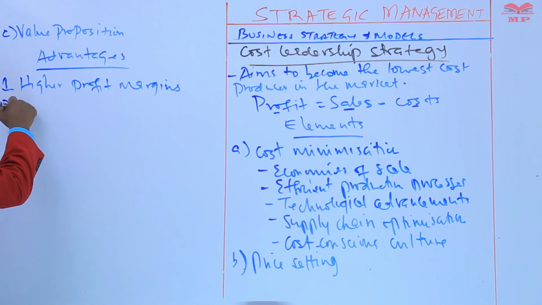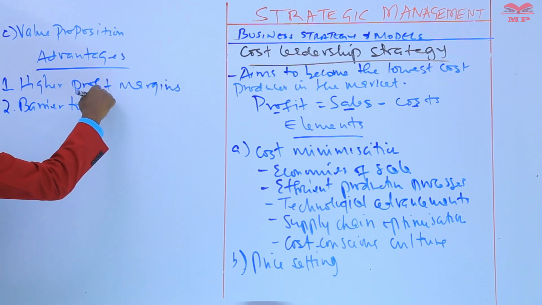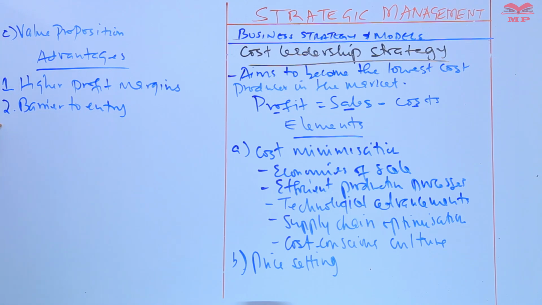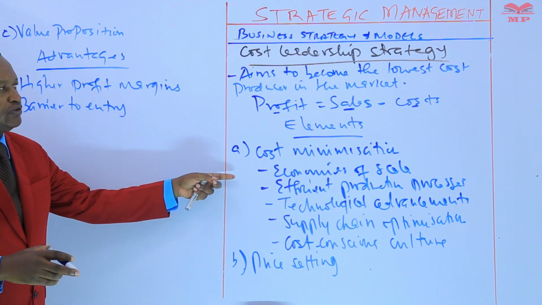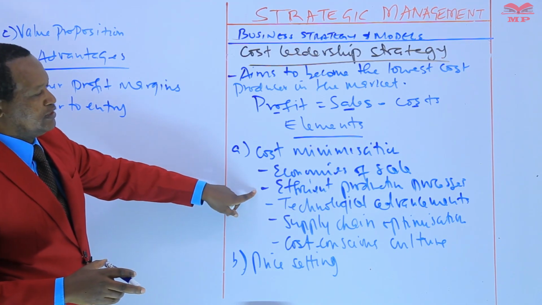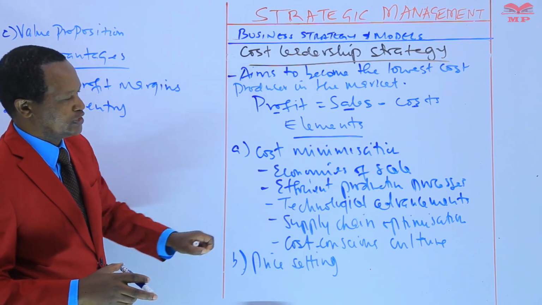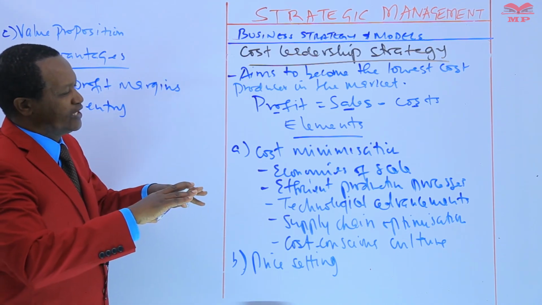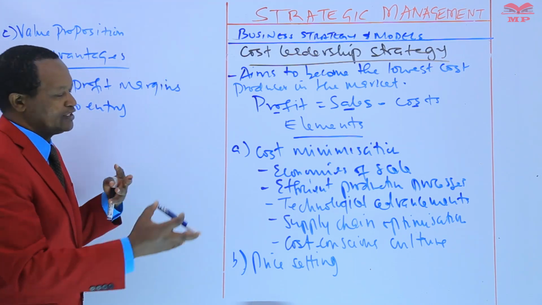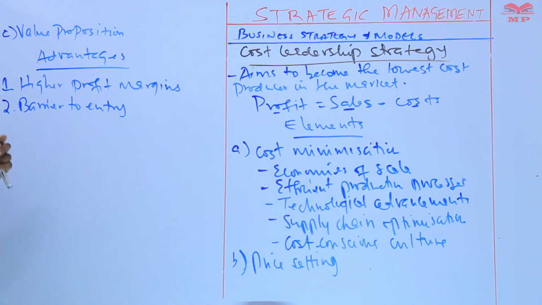Two, barrier to entry. Now, the low cost structure can deter new entrants from entering the market as they may struggle to match the cost leaders' efficiency, because one of the aspects of cost leadership strategy is efficient production processes. Cost leaders concentrate on efficient production processes, and because of that efficiency, that can be a barrier to entry by other competitors.